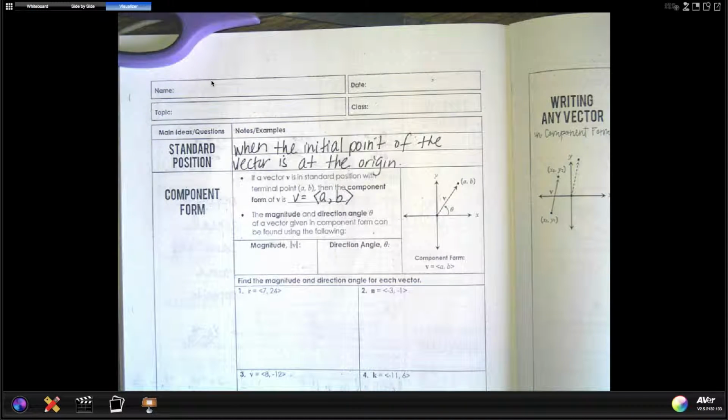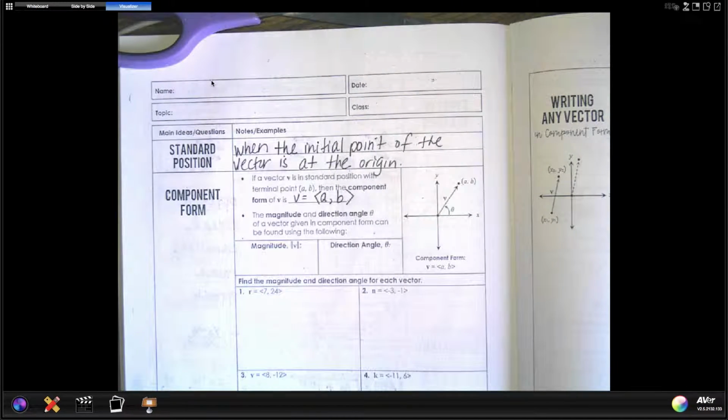And the magnitude and direction angle theta of a vector given in component form can be found by using the following. So we did magnitude yesterday, and what formula was that? It was distance formula, right? Well, if I give you a vector, which means if you see these symbols right here, you've kind of already done the distance formula to find this, okay?